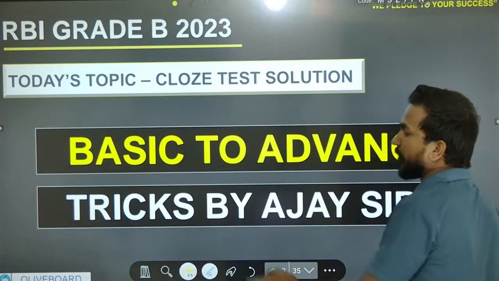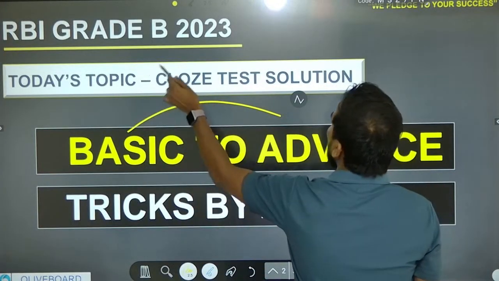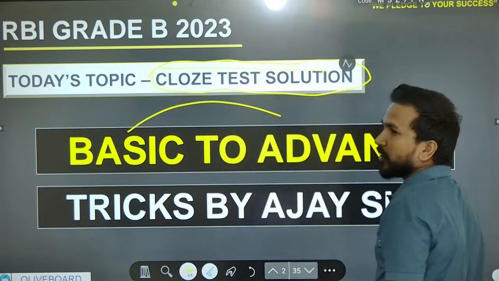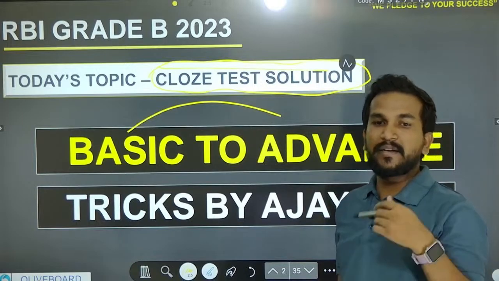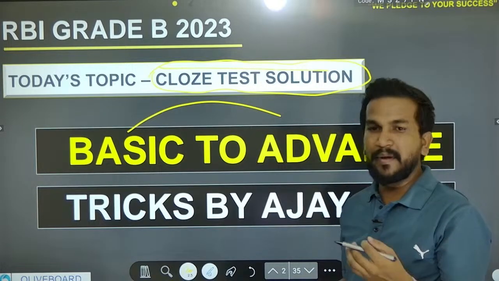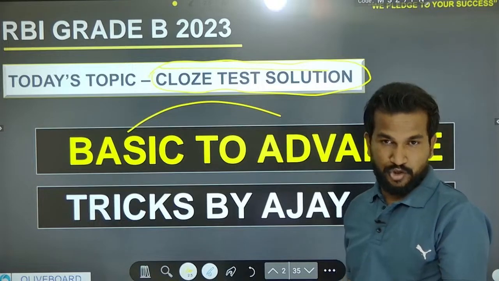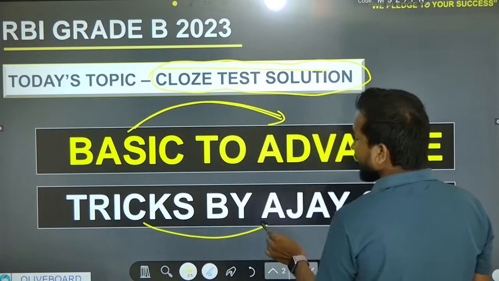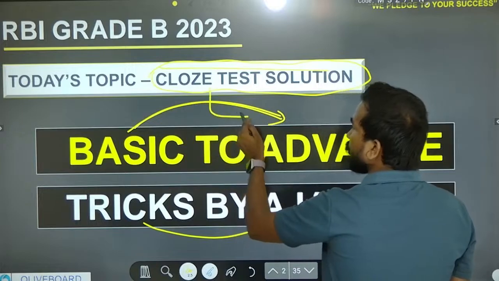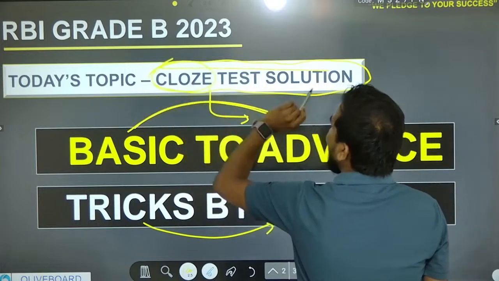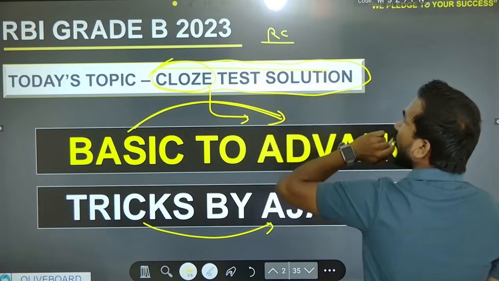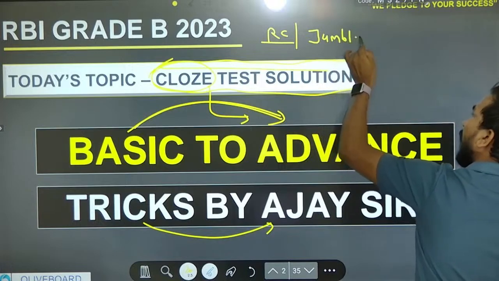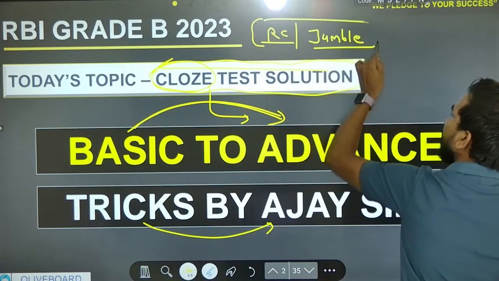Now, what are we talking about? Today our topic will be Cloze test solution: how can we solve the Cloze test that will be given in our examination. You very well know that there can be a Cloze test with 5 questions or 10 questions maybe. We'll cover it from basic to advanced level with tips and tricks that you can use while solving a Cloze test. I have already told you some tricks about reading comprehension, some tricks about para-jumble structure, and now this is the particular session that is related to Cloze test.